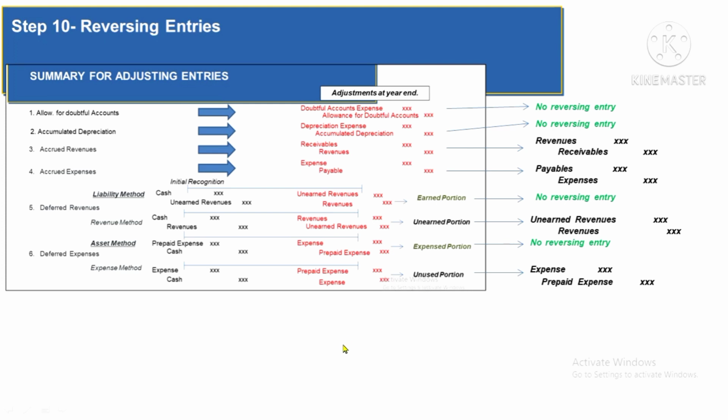However, some of you might be wondering, why do we need to make reversing entries? To answer that, let's have an illustration. And by the way, before we start, I have to tell you that preparation of reversing entries is optional. Now, let's have the illustration. This particular illustration is related to an accrued salaries expense.